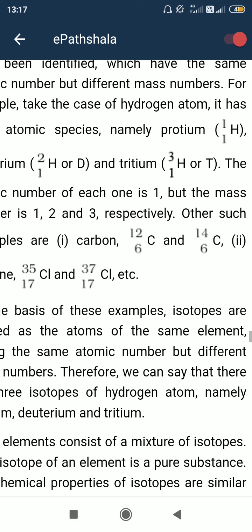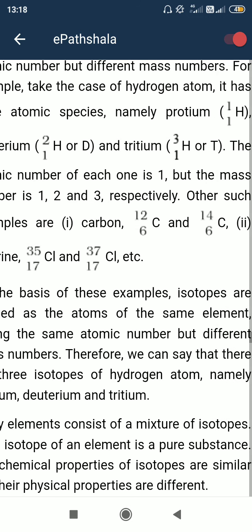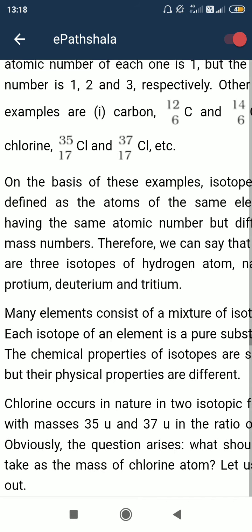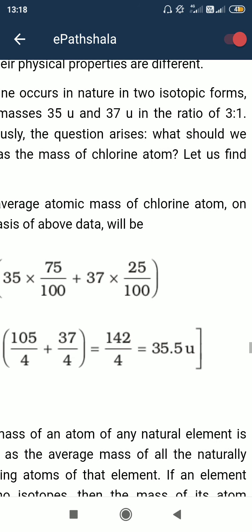Likewise we need to remember 6C12, 6C13 and 6C14. Three are possible. So the atomic number is 6, the element is carbon itself, but the mass number is changing, 12, 13 or 14. So actually the neutron number is changing, because the proton number is the same but the mass number is changing, that means the neutron number is changing. For chlorine, 17Cl35 and 17Cl37. Okay, these examples are important to remember.